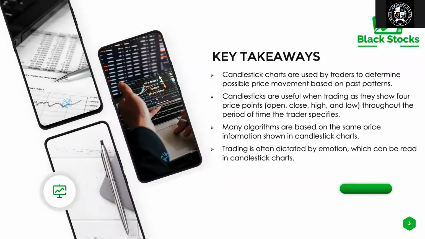All right. Candlestick charts are used by traders to determine possible price movement based on past patterns. Candlesticks are useful when trading as they show four price points: open, close, high, and low throughout the period of time the trader specifies. Many algorithms are based on the same price information shown in candlestick charts. Trading is often dictated by emotion, which can be read in candlestick charts.